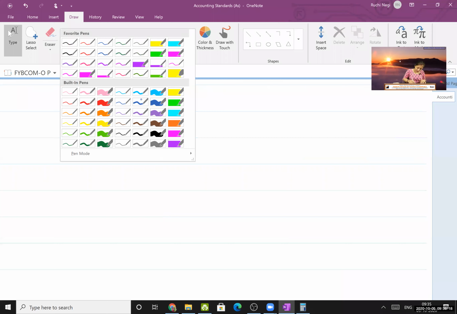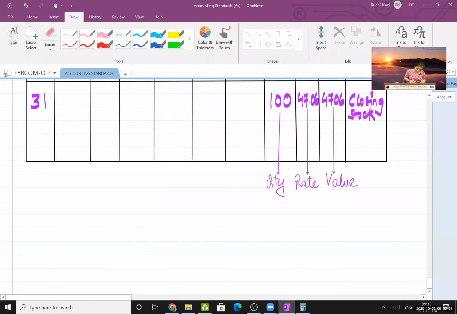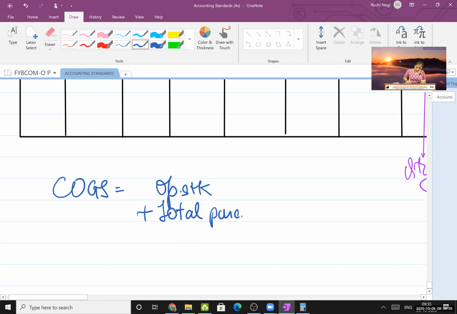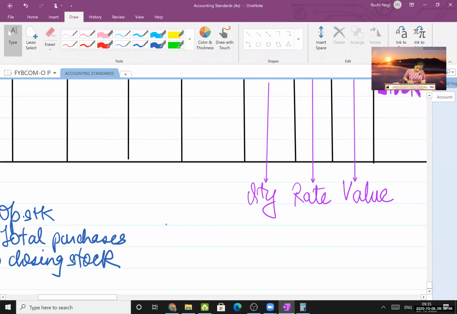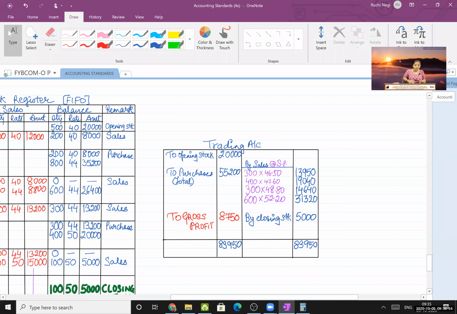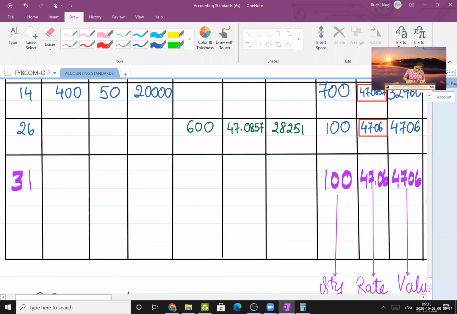Okay. With the same method, we will calculate COGS. So write down. What is COGS? COGS is opening stock plus total purchases or purchases, you can say, minus closing stock. Okay. So my opening stock was how much? 20,000. Total purchases need not add. In FIFO, the total purchases we had done were 55,200. So obviously that's not going to change. 55,200.